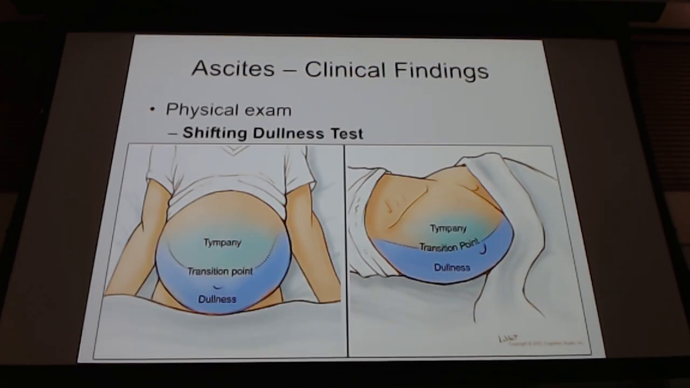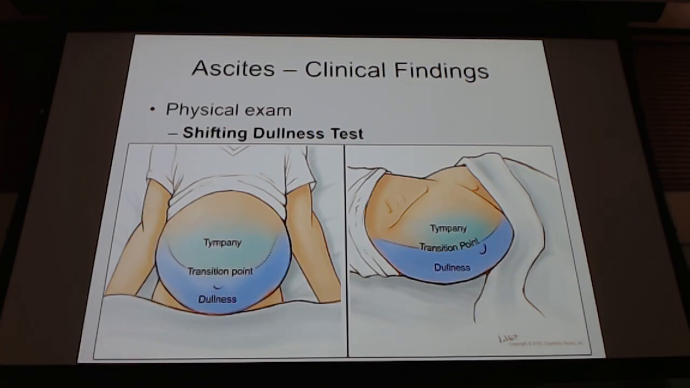We examine the belly. We're going to have an idea. We're going to have that transition point. That transition point is where the ascites is sitting below that, and you're going to have more dullness if you were to percuss that, versus more of a tympany when you're above that level of fluid. Obviously, you're not having the person laying down here. We're going to elevate the bed, or this doesn't work very well.